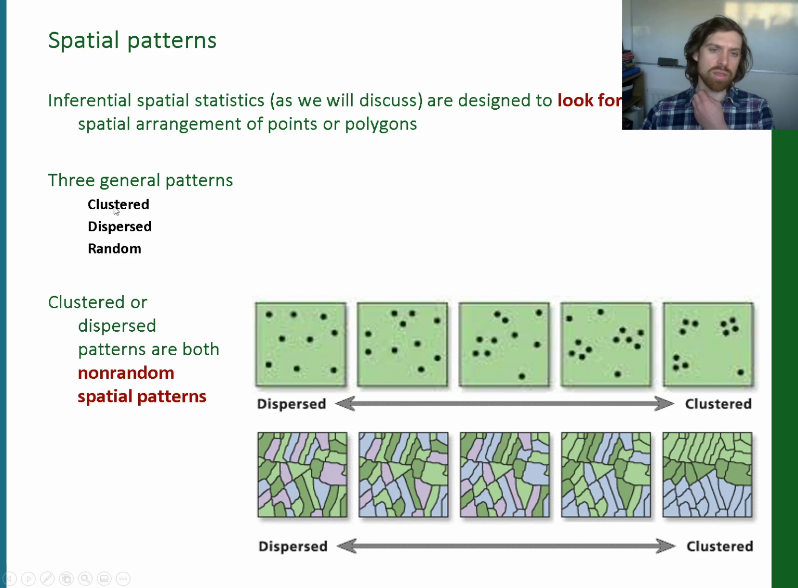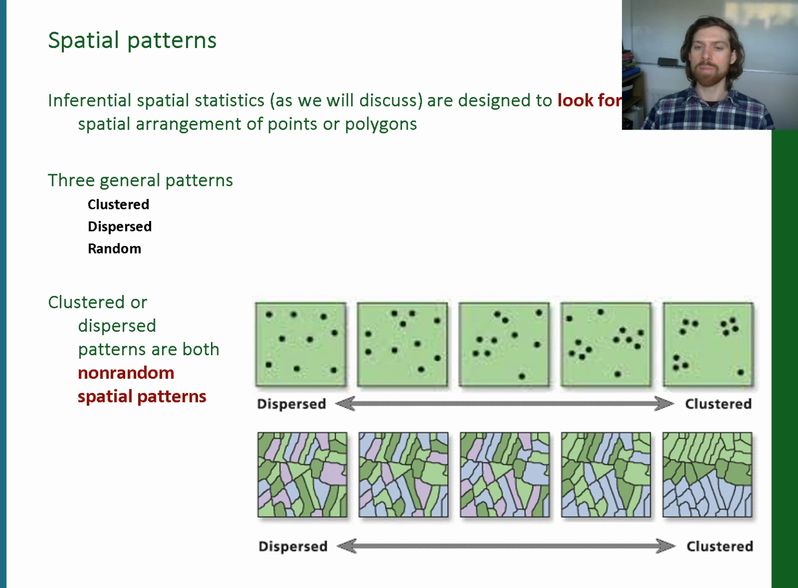So we're interested in 3 general different patterns. Clustered, where you have lots of points, for example, or types of areas, types of polygons, occurring within one specific space. Dispersed, basically the antithesis of this, the opposite. That's where your points or your areas are essentially the opposite of clustered. They are dispersed across space. And then you have just a random distribution.